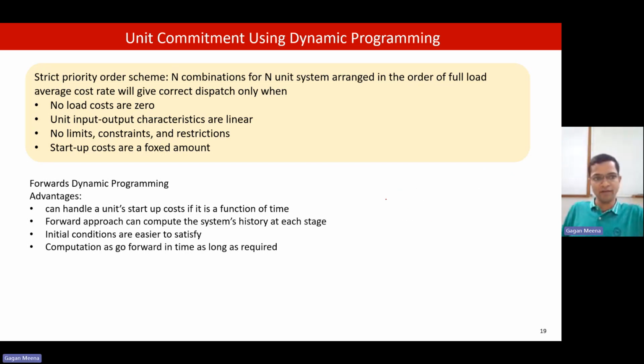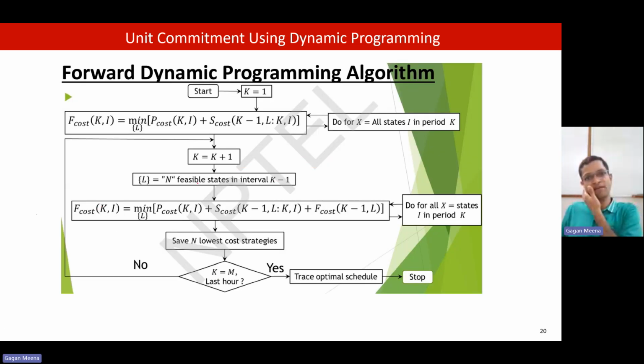Let us move forward. We already know that dynamic programming can be done forward or backward, and forward has the advantages we've already seen. And this is the forward dynamic programming algorithm. I think time is less today. If you have any doubt about this dynamic programming, you can ask me in the next class, and we can discuss it then.